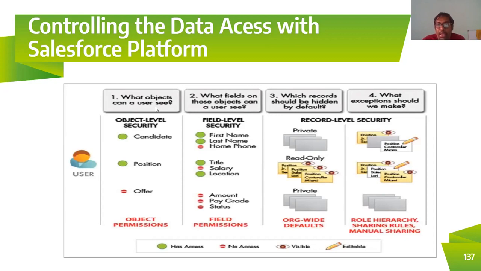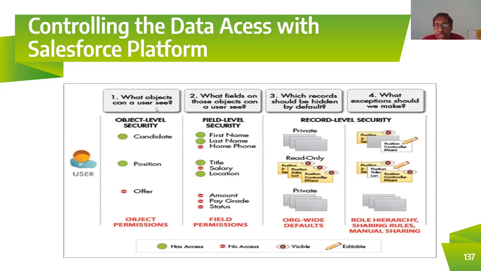These are for controlling the data. Basically, we are going to control the data. We have an object, inside the object we have a field, and inside the field we have a record. What is a record? A record is nothing but a collection of data. So here we are going to restrict the data at different levels. How are we going to restrict the data? Whether we make it public, private, or read only, we set the data accordingly.